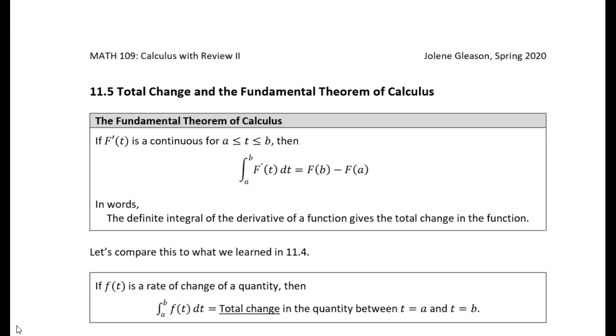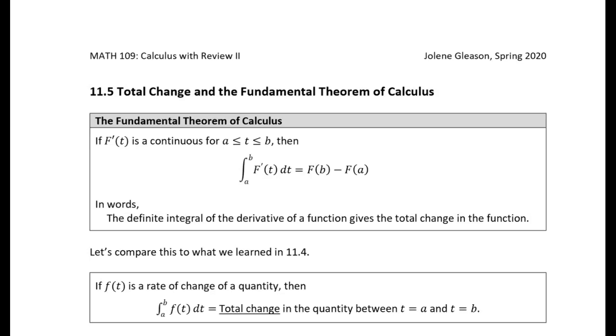But today we're going to talk about the fundamental theorem of calculus, which is the bridge between the derivative and the integral, and it sets the stage for the antiderivative, which we're going to cover in chapter 12. So let's take a look at what the fundamental theorem of calculus says. It says that if F prime of t is a continuous function between a and b, then the integral of F prime, this derivative, is equal to the difference between the value of the function at b and the value of the function at a.